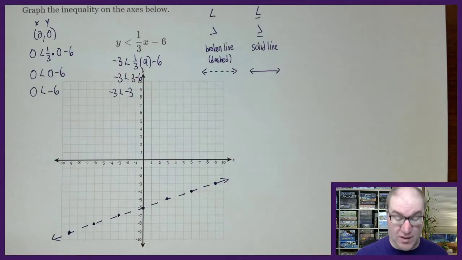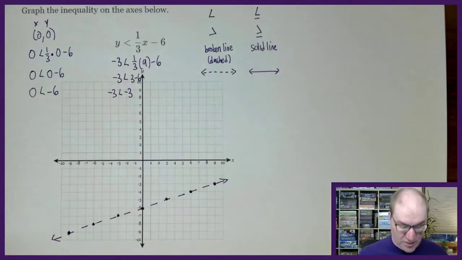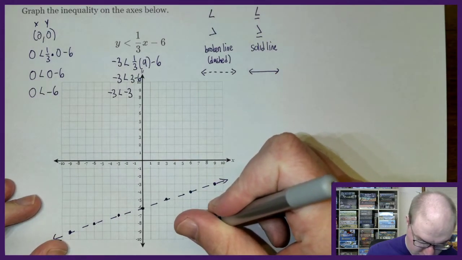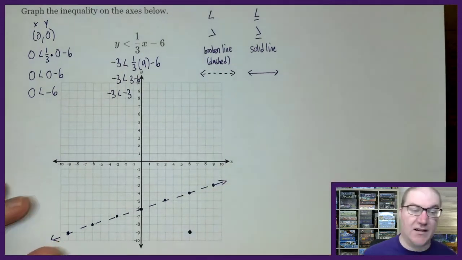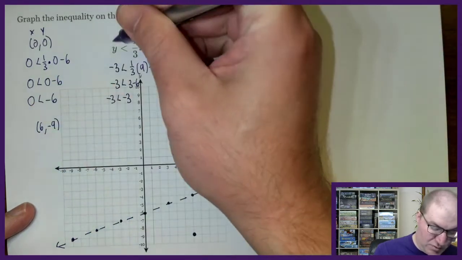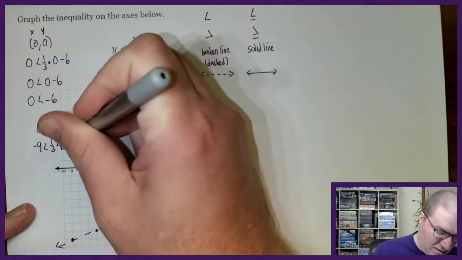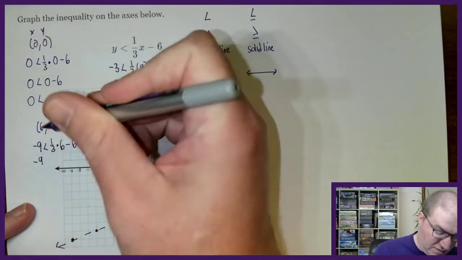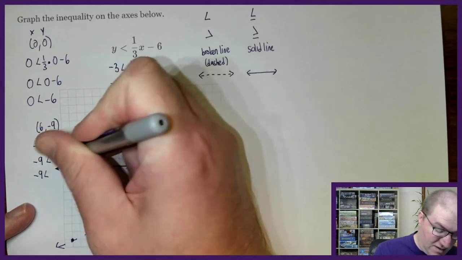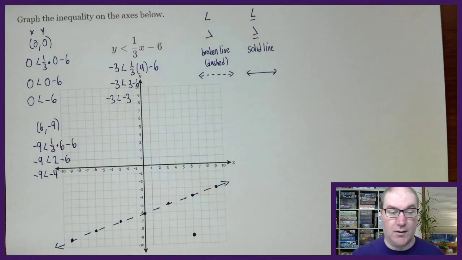Well, where are the solutions then? Well, the solutions are down below. If they're not above, they must be below. Let's double check that. Let's pick a point like 6, -9. Let's pick that point right there. Let's see what happens. So let's plug 6, -9 in here. We have -9 is less than 1/3 of 6 minus 6. So -9 is less than 2 minus 6. -9 is less than -4. That is a true statement. -9 is less than -4.